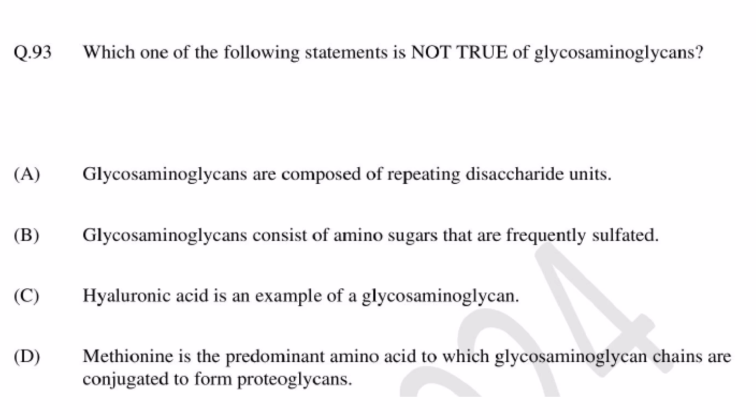Then next one, which one of the following statements is not true of glycosaminoglycans? So glycosaminoglycans are composed of repeating disaccharide units. That's correct. Glycosaminoglycans consist of amino sugars that are frequently sulfated. Yes. Hyaluronic acid is an example of glycosaminoglycan. That's also correct. Methionine is the predominant amino acid to which glycosaminoglycan chains are conjugated to form proteoglycans. It is not methionine, it is serine. So D is the incorrect statement.